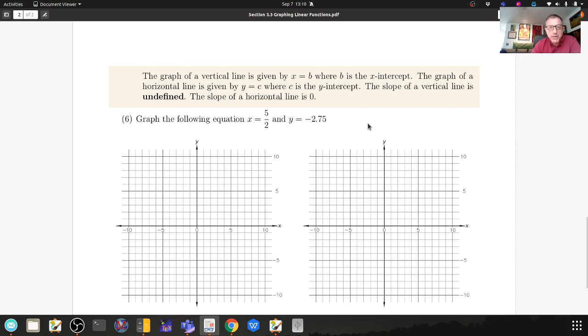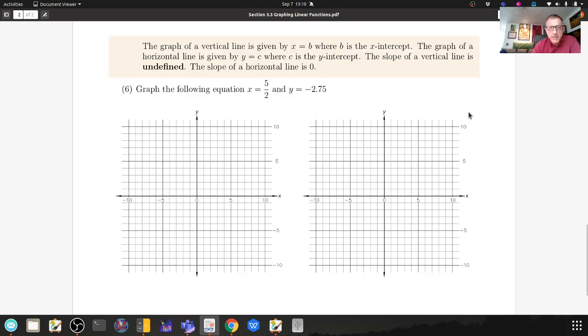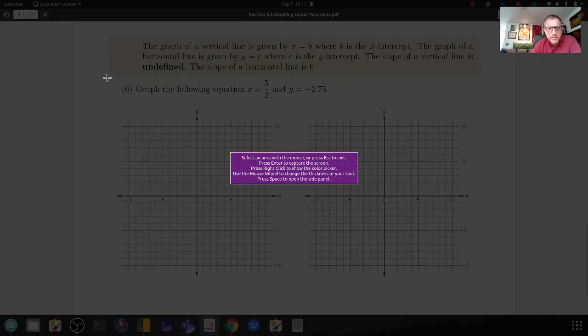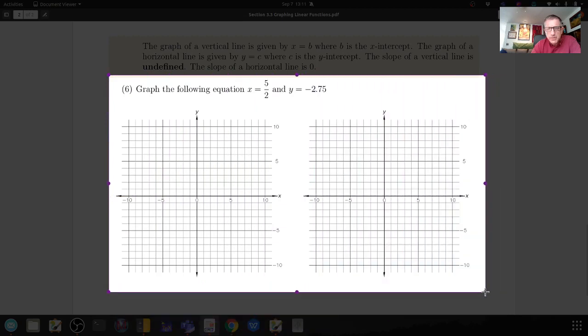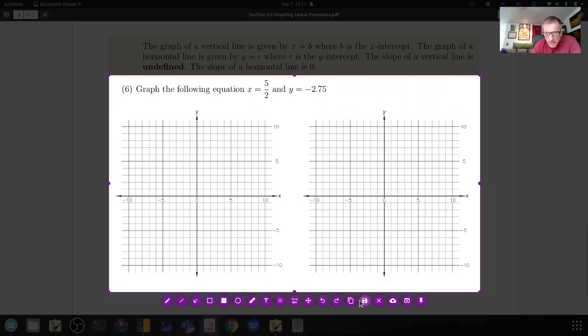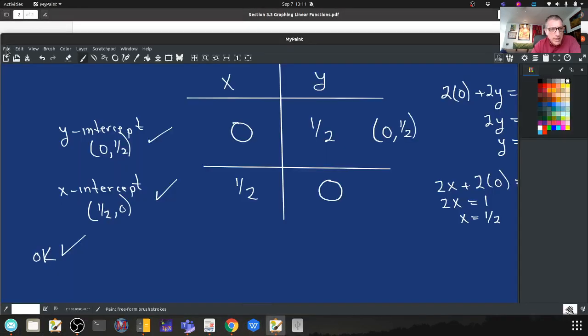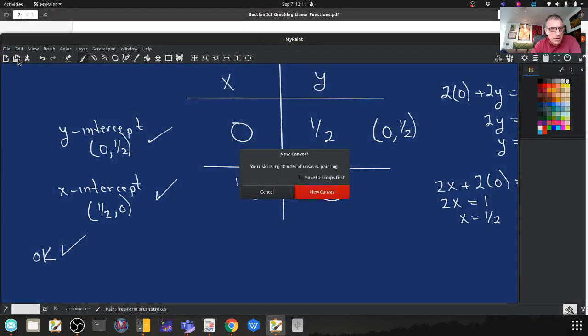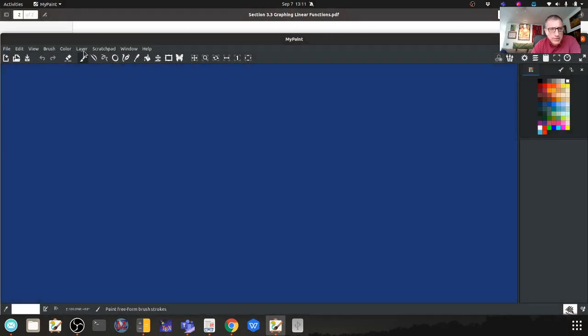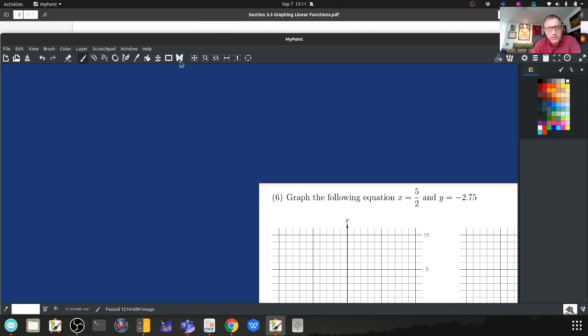So here we want to graph the following equations: x is equal to 5 halves and y is equal to minus 2.75. So let me see if I can make this magic work. Copy it to the clipboard, come over here, actually start a new canvas, go to layer, and paste layer from the clip. Wow, it did work. Not so bad. So here we go.